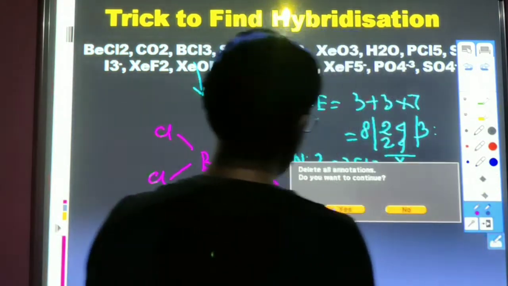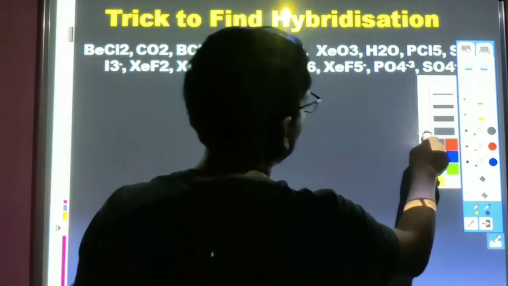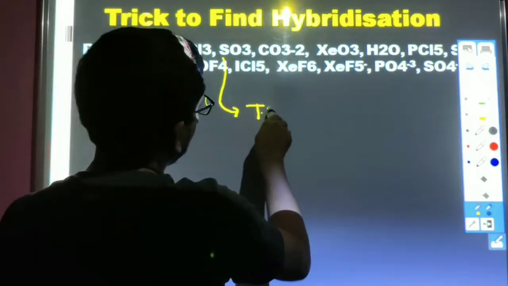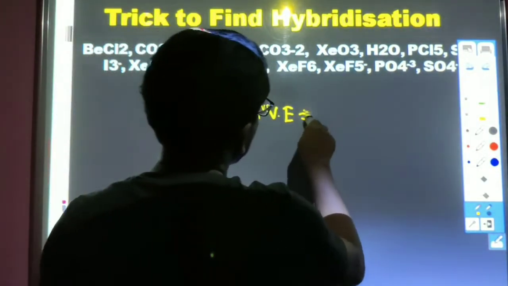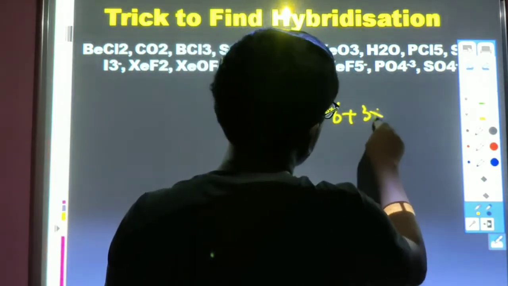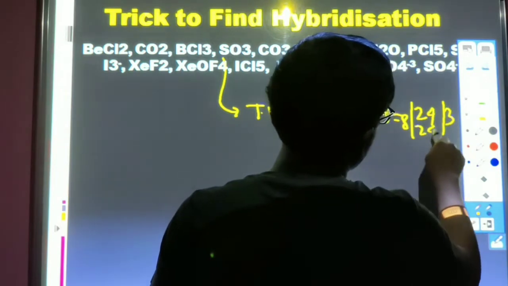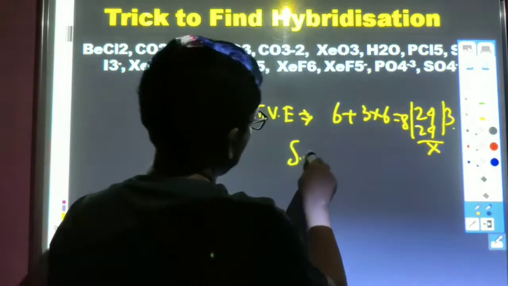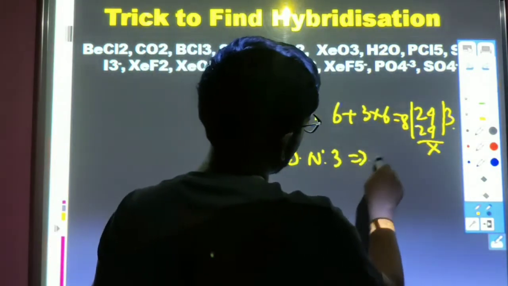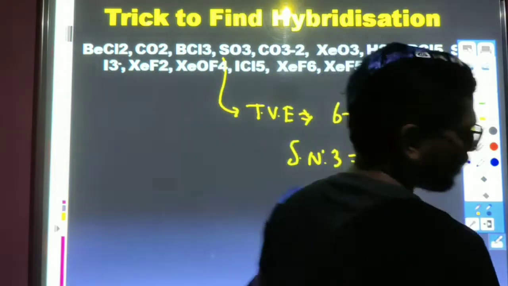Now next, SO3. What will be the hybridization for SO3? So we will calculate the total valence electron. Total valence electron for SO3, 6 plus 3 multiplied by 6, that will give you 24. So 8 3s are 24. So steric number is 3. So hybridization will be sp2. Done.